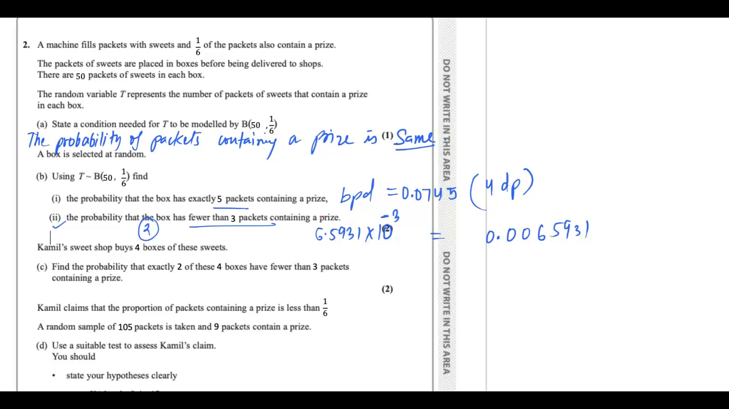Hello students. We are continuing with part 2 of the same question. We are discussing the June 23 shadow series Paper 3 statistics. We've done part A and part B.